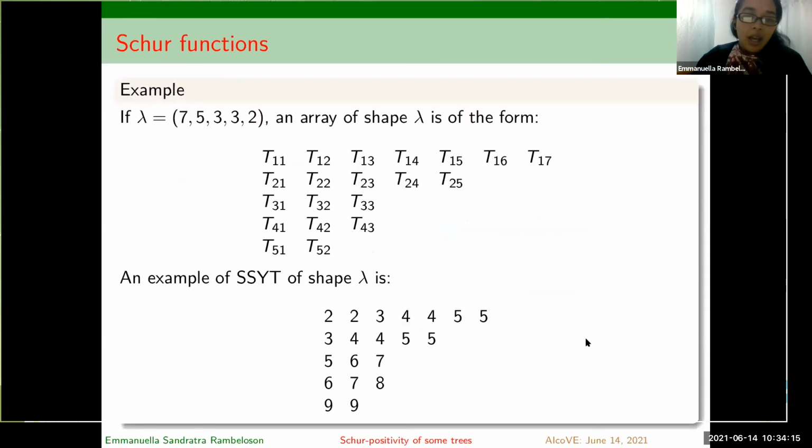All right, now let's see an example of SSYT. If we take this lambda here, which is 7, 5, 3, 3, 2, which is actually a partition of 20, then this is the form of an array of shape lambda where these entries here must be different than 0. And here is an example of SSYT of shape lambda. Here we can see very well that the rows of this array are weakly increasing, while the columns are strictly increasing.